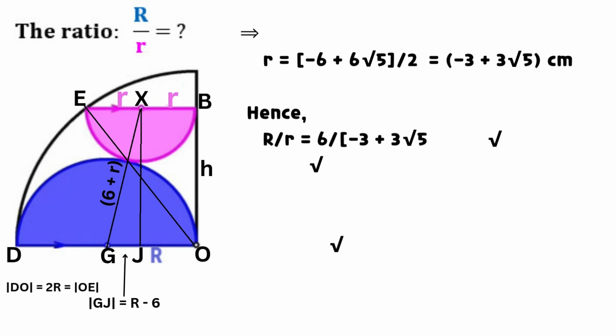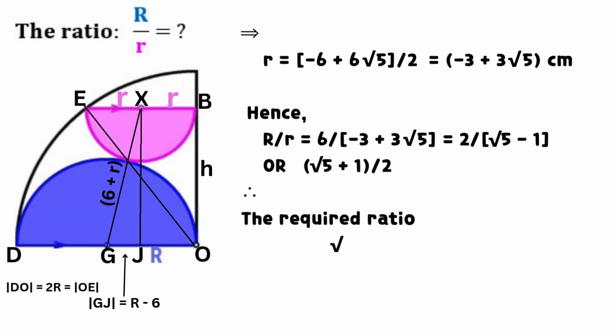R equals half of the sum of negative 6 and 6 times the square root of 5, which equals the sum of negative 3 and 3 times the square root of 5, in centimeters. Hence, the ratio of the radius of the blue semicircle to the radius of the violet semicircle equals 6 divided by the sum of negative 3 and 3 times the square root of 5. Rationalize the denominator. We have the result to be equal to half the sum of the square root of 5 and 1. Therefore, the required ratio equals half the sum of the square root of 5 and 1.